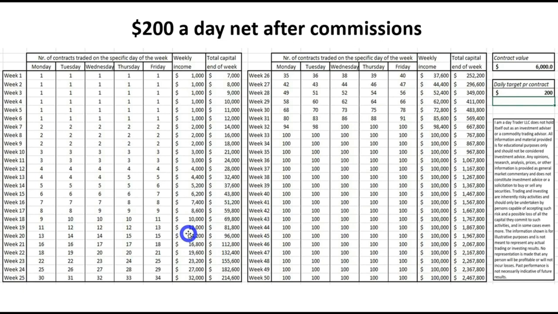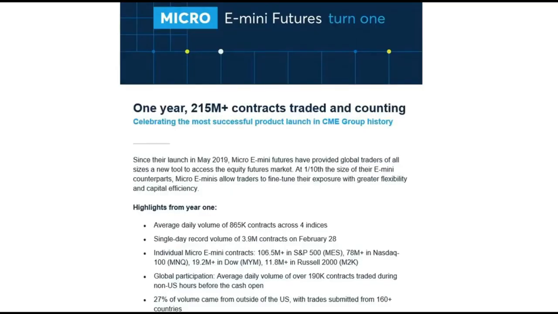And of course, you can play around with the compound table. You might make it $100 a day. Many of our traders go for $400 a day. So it really comes down to your personal account size and what your personal income goal is. Now, what if you don't have $6,000?